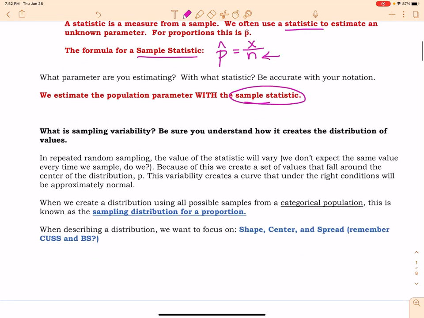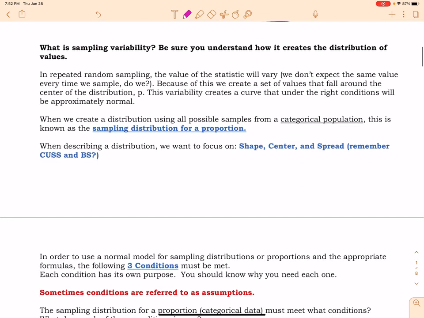All right, and of course, when we sample, we are going to get sampling variability, which is perfectly acceptable and actually necessary in order to look at a distribution. So if you'll notice here, I've written in repeated random sampling, the value of the statistic will vary. And let me show you what I'm talking about.